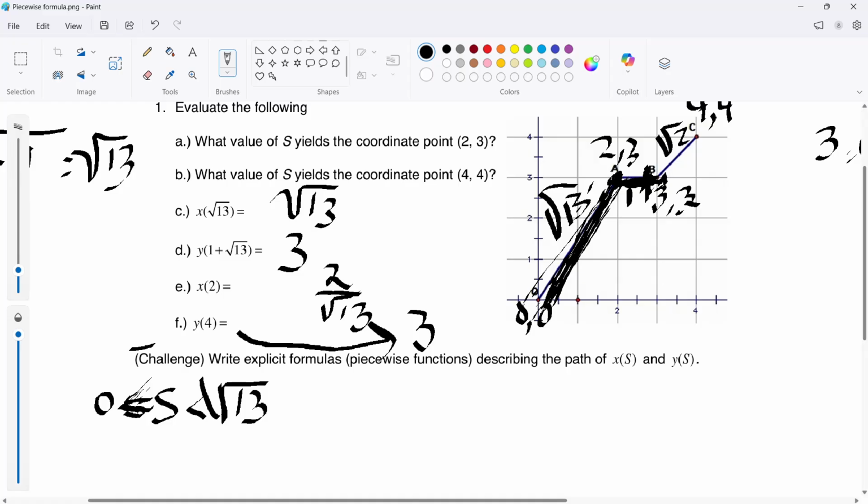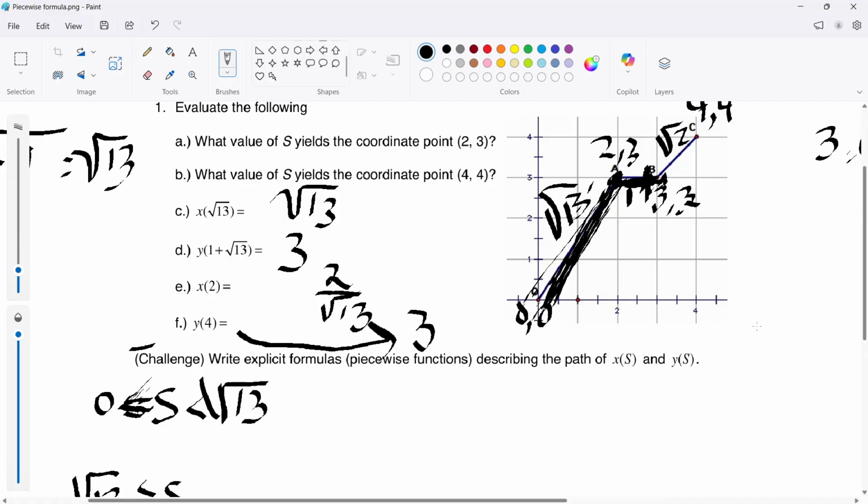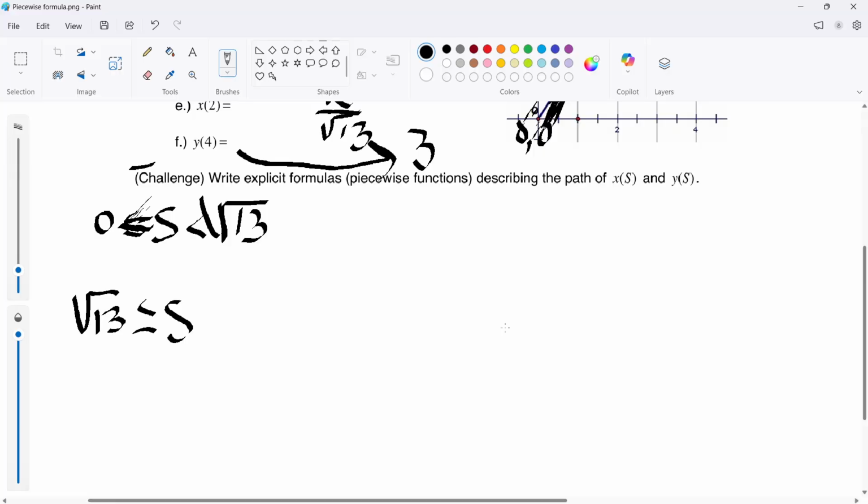All right, the next segment, I'm starting here. So I've gone a distance already of square root of 13, less than or equal to, oh, wait a minute. I want to draw that down more. I need to give room. Square root of 13 less than s. And then what distance gets me to the end of this segment? Well, to get to point B, it's square root of 13 plus 1. So less than square root of 13 plus 1.